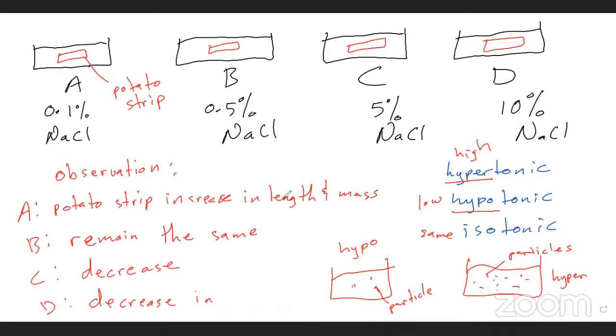What happened in container B? Why did we not see a change? Because it's isotonic. Therefore, the concentration in the container and in the cell are the same. And in terms of the movement of water, no movement. So there's no greater net movement of water in any direction.